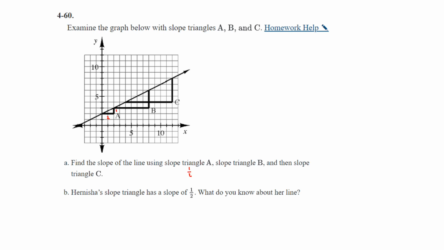Slope triangle B, now we're going over 1, 2, 3, 4, 5, 6, and up 1, 2, 3. So that would be 3 over 6, but still reduces to 1/2. And then on C, we have 1, 2, 3, 4, 5, 6, 7, 8 as your change of y, and then 4 as your change of x. So that would be 4 over 8, which once again simplifies to 1/2. So your slope, no matter which slope triangle you use, will always reduce to 1/2.